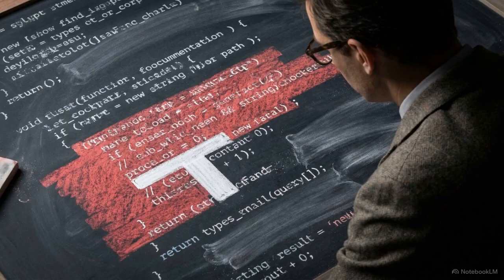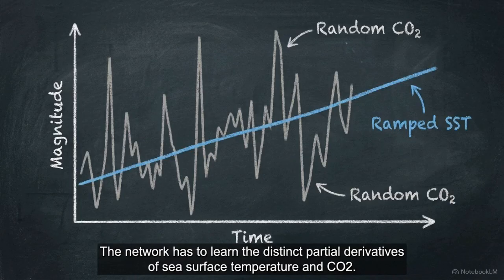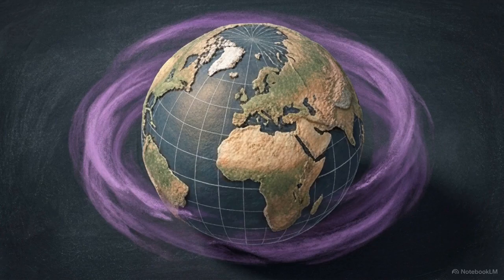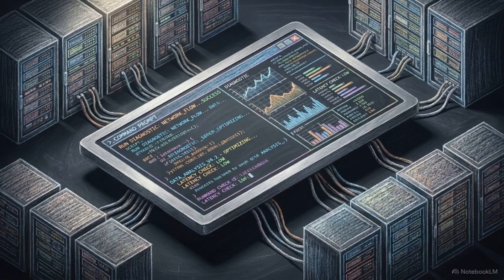To build a robust climate emulator, engineers must deliberately break historical correlations. The network has to learn the distinct partial derivatives of sea surface temperature and CO2. Solving this out-of-distribution failure requires abandoning historical accuracy as the primary metric, and instead training the model on completely synthetic, counterfactual Earths.